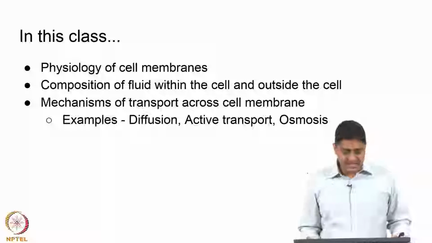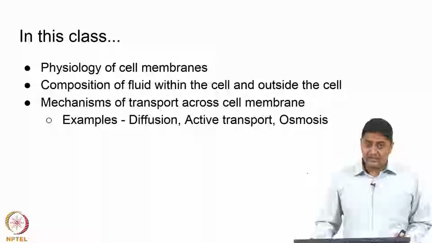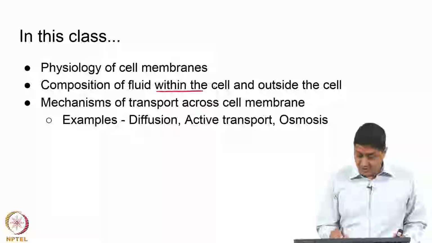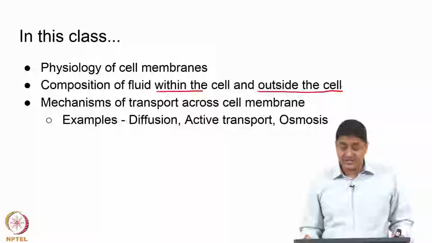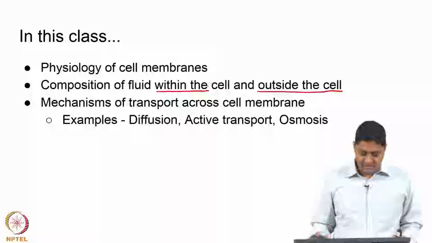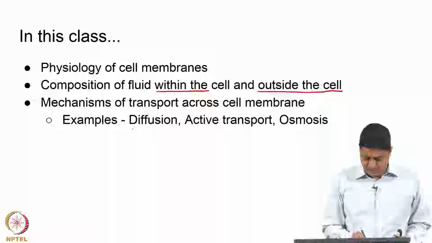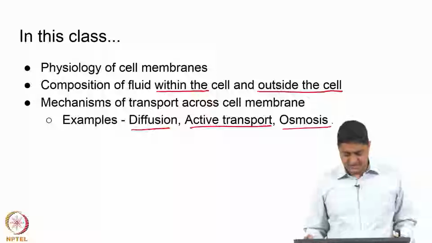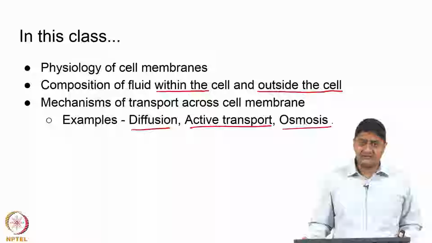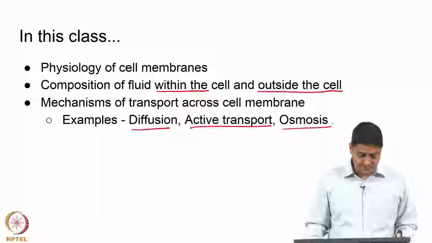Okay. So, in today's class we will be talking about the physiology of the cell membrane and what is the composition of fluid within the cell membrane and outside the cell membrane. So, this is expected not to be the same. That means that there are different gradients. So, there may be a concentration gradient, there may be other gradients. We will discuss that, and also transport across the cell membrane. So, diffusion, active transport and osmosis are some of the examples of transport. Also there are other forms of transport such as facilitated diffusion, co-transport, counter transport, etc.